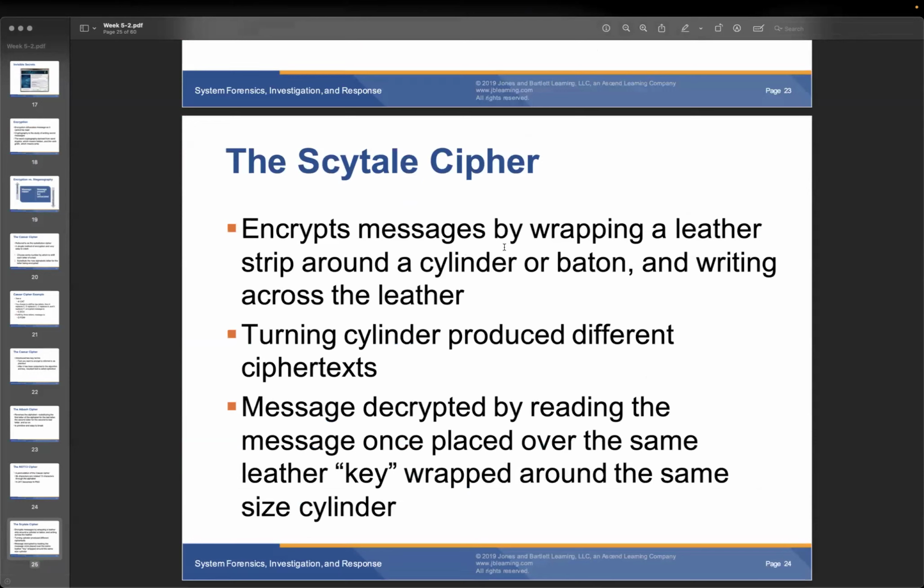The scytale cipher encrypts a message by wrapping a leather strip around a cylinder, and you read across the leather. By turning the cylinder, you produce different ciphertext. The message is decrypted by reading it once it is wrapped around a cylinder of the same size.